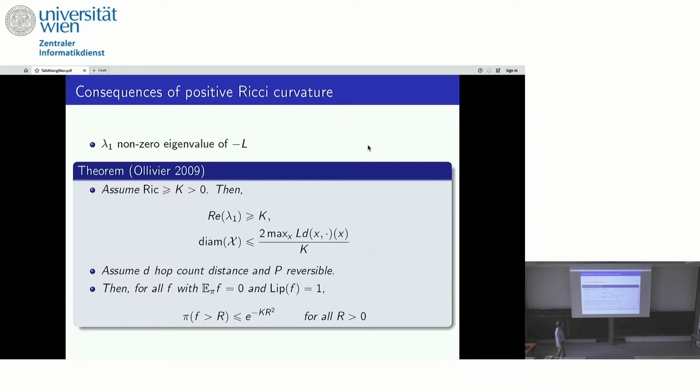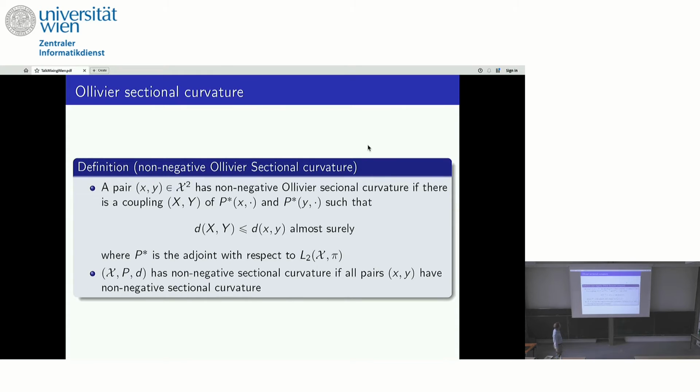Then there's also an important result, which is the so-called concentration of measure phenomenon. Now we assume we have the hop count distance and reversibility, and we have some Lipschitz function which is centered, then most of the mass is concentrated around the average of the Lipschitz function. These are the well-known consequences from Ollivier.